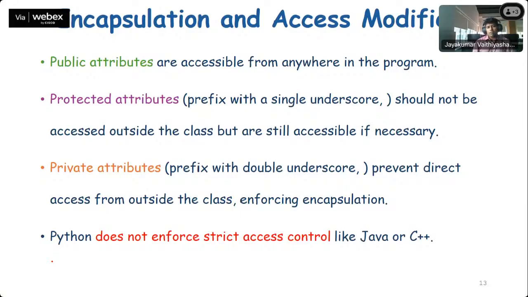Python doesn't enforce strict access control like Java and C++, because we are dealing with objects. C does it in a different way. Python doesn't enforce strict access control like Java and C++.